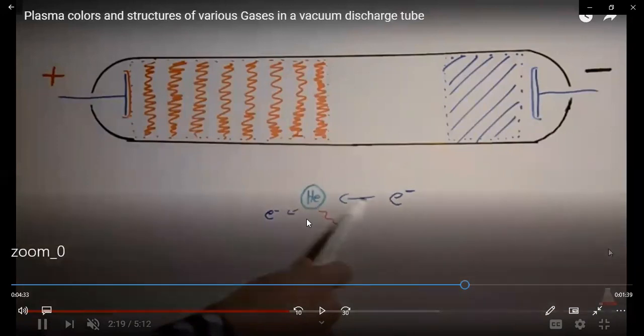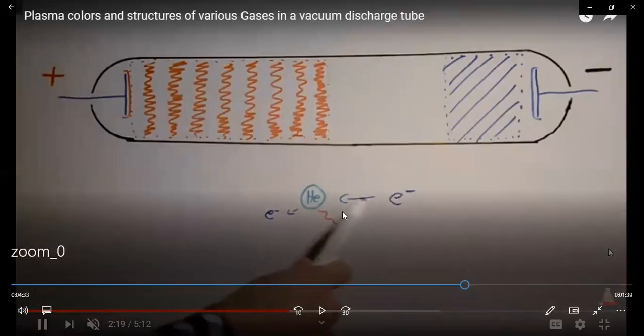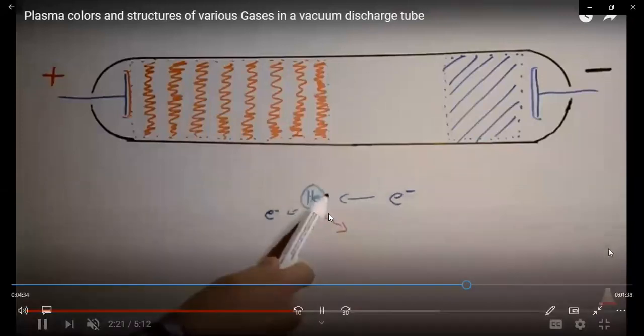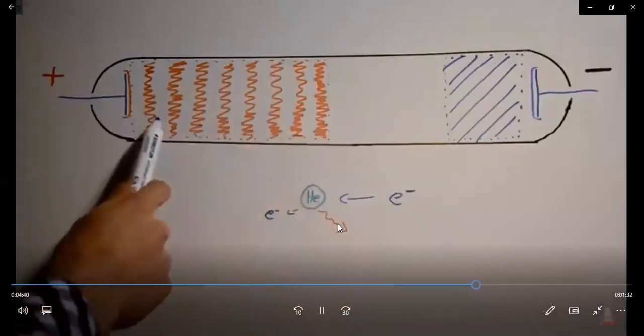So how ionization occurs, we have already studied briefly. For example, we have the helium gaseous atom, a neutral gaseous atom. An electron will hit that neutral atom if the kinetic energy of this incident electron is greater than the ionization potential of this helium atom. So an electron will be ejected, and some of the energy will be utilized in the form of this discharge.